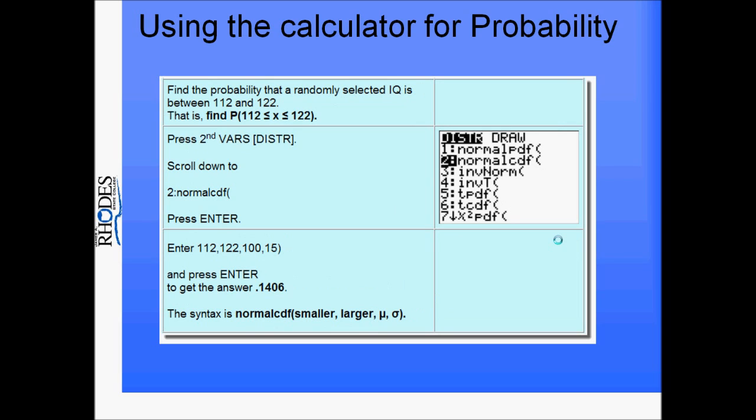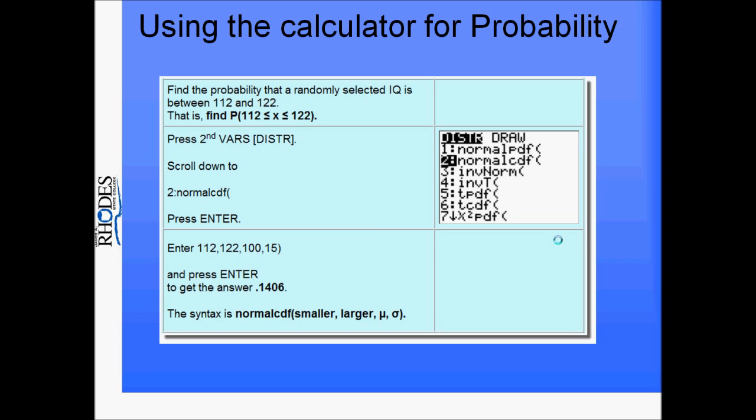Okay, now we did a less than, we did a greater than. Now what we want to do is find the probability between two different numbers. And the way that you do that, again, is the same as always, normal CDF. And you type in your left bound number, or your smallest, which is 112 in this case. And we want to know how much is between 112, and then your right bound is 122. So those two numbers are what you'll be typing in.